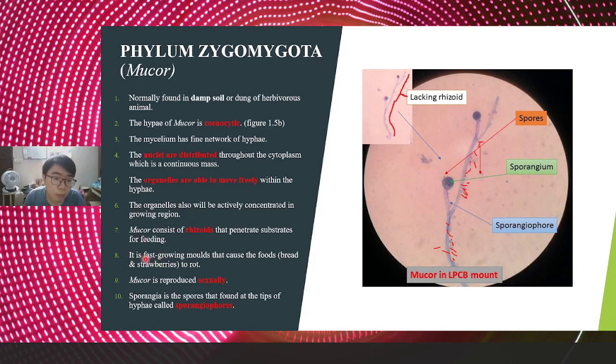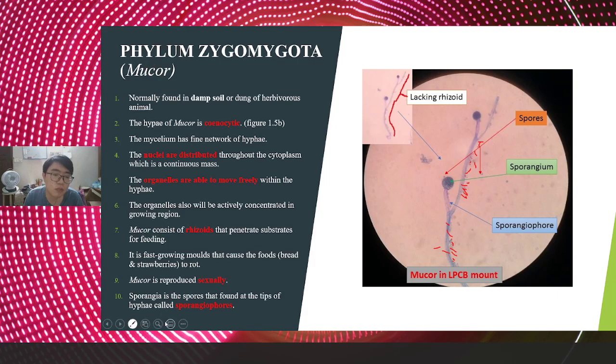Next, it is a fast-growing mold that spoils food. This is an example. It is very fast growing and causes fruit, especially bread and strawberry, to rot. It destroys the bread. That is what I said, bread has black spots. If you place the bread in an outdoor space, after a few days you will see black spots.